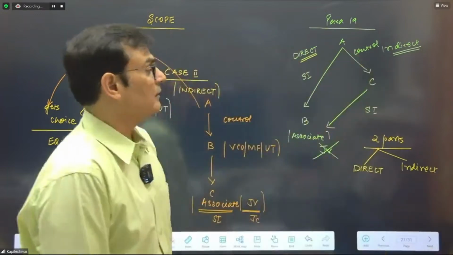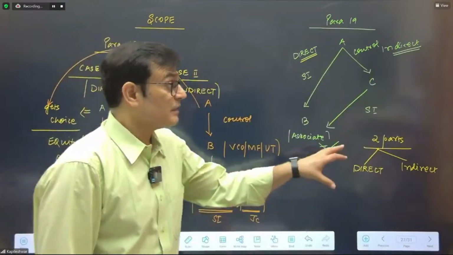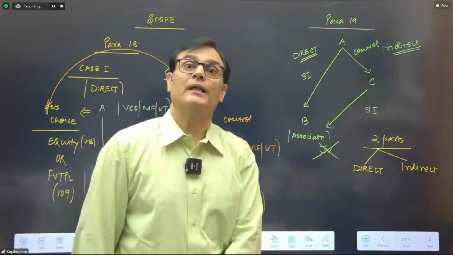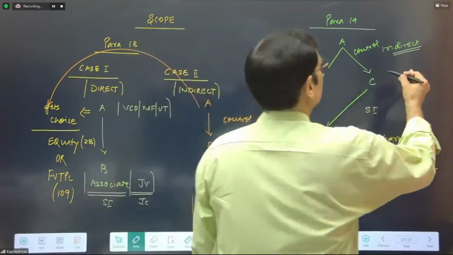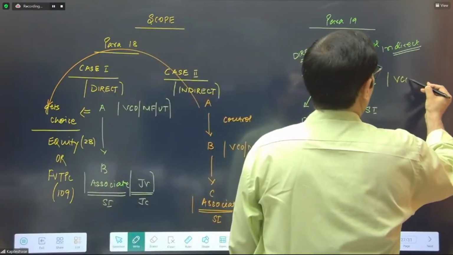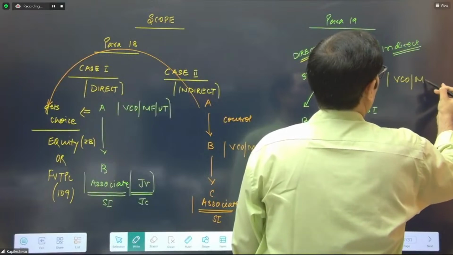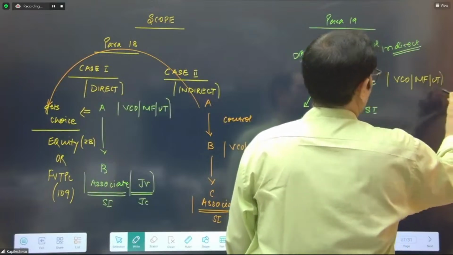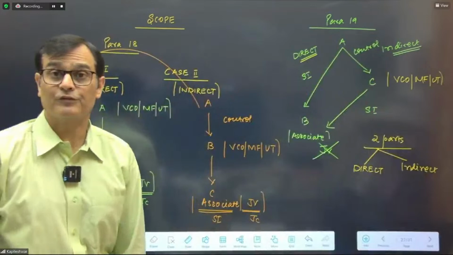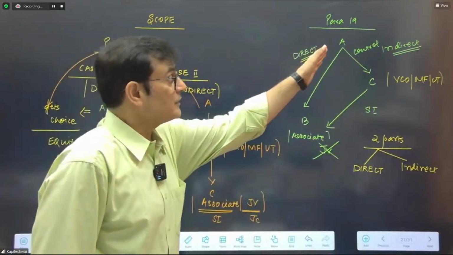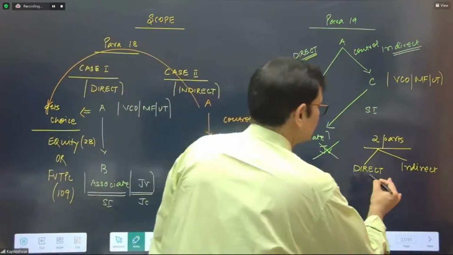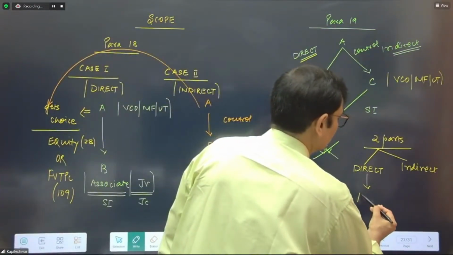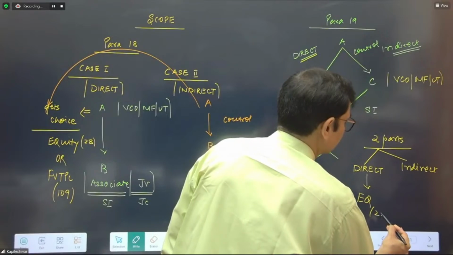So para number 19 applies when you've got something indirectly as well. In this case, we are saying C is a venture capital organization, mutual fund, or a unit trust. Wow. Now this becomes an interesting case. A has got a direct investment. So in this particular case, the portion which is direct, you need to apply equity method under Ind AS 28.